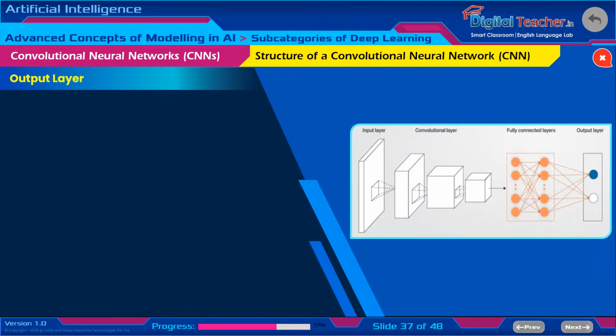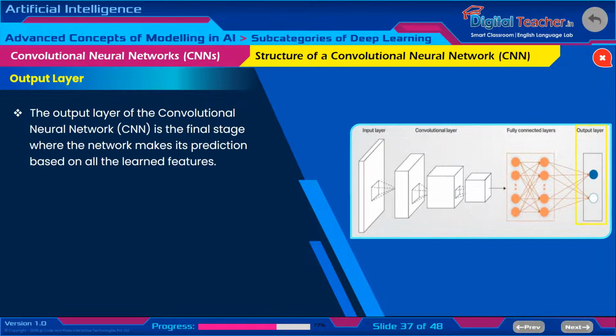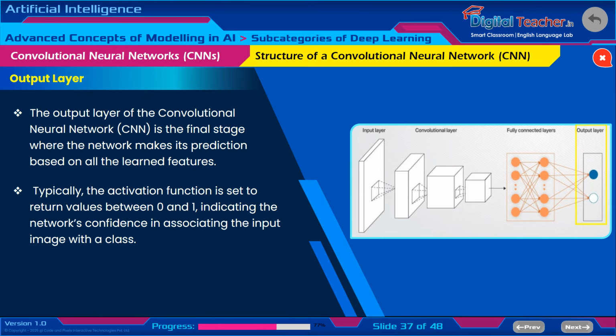Output layer. The output layer of the convolutional neural network is the final stage, where the network makes its prediction based on all the learned features. Typically, the activation function is set to return values between 0 and 1, indicating the network's confidence in associating the input image with a class.